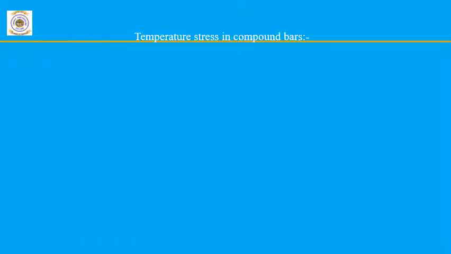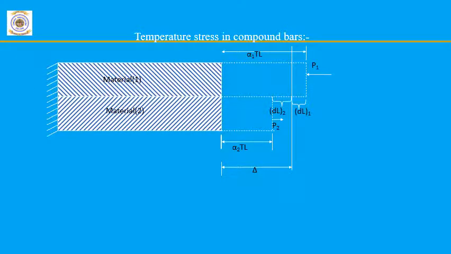So the next concept is the temperature stresses in compound bars, and we know the definition of compound bar or composite bar. It is a combination of two or more different materials which are held together rigidly by the support. So what happens when the composite bars are subjected to temperature conditions or thermal conditions? Here in the figure we can see there are two different materials which are held together by a permanent joint, and both the materials should expand by the same amount.